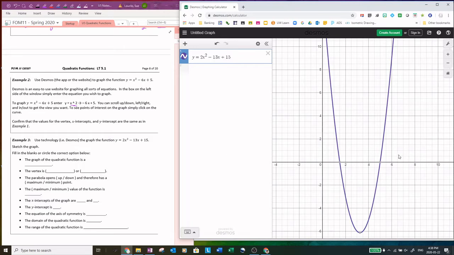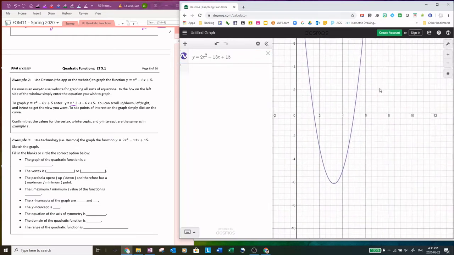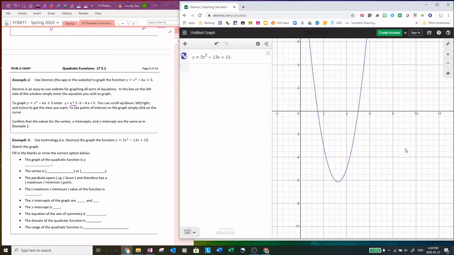All right, let's fill in the blanks for this equation now. So the graph of the quadratic function is a parabola.